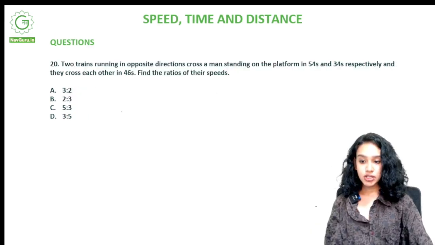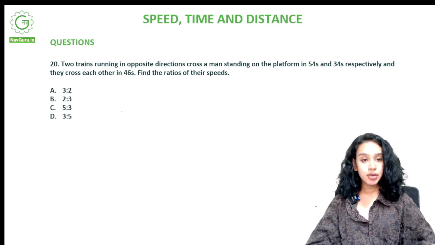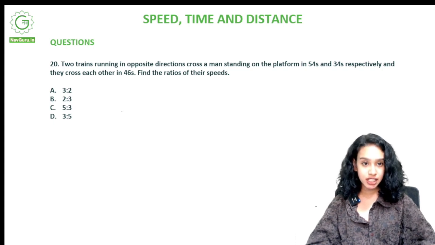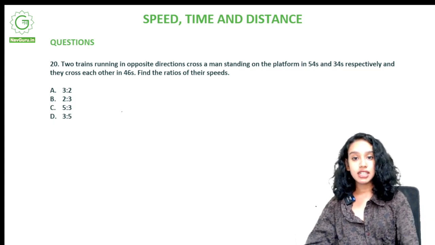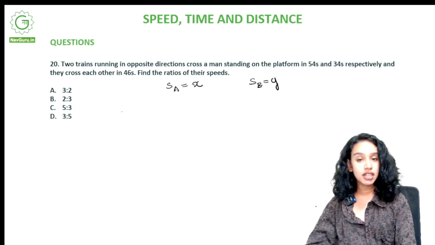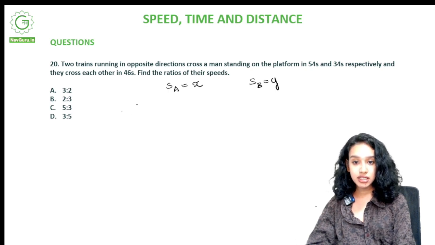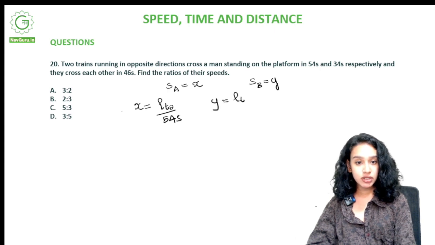Okay, let's move on to the next question, where two trains running in opposite directions cross a man standing on the platform in 54 seconds and 34 seconds respectively, and they cross each other in 46 seconds. Find the ratio of their speeds, right? So let's consider the speed of train A to be x and speed of train B to be y, right? So what is speed? Speed is equal to the length of train A divided by the time taken, which is 54 seconds, and here y is equal to length of train B divided by 34 seconds, right?